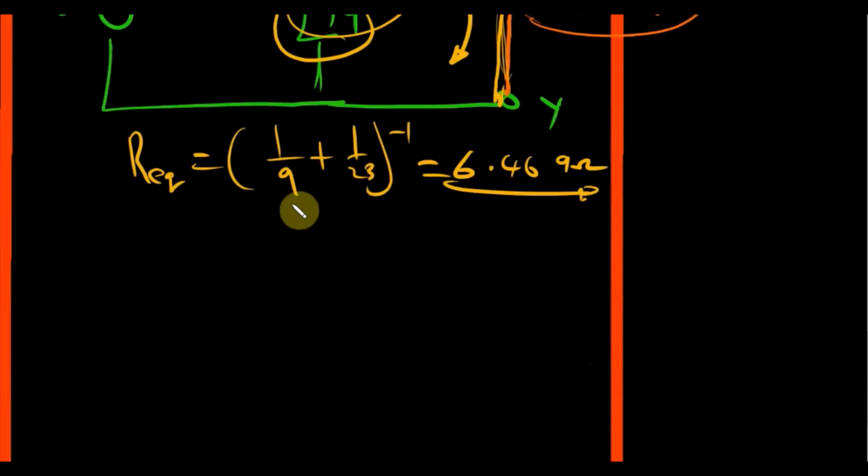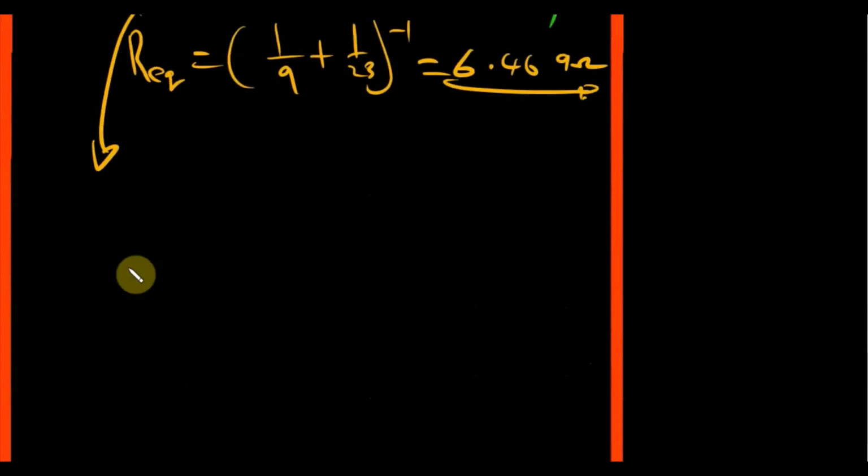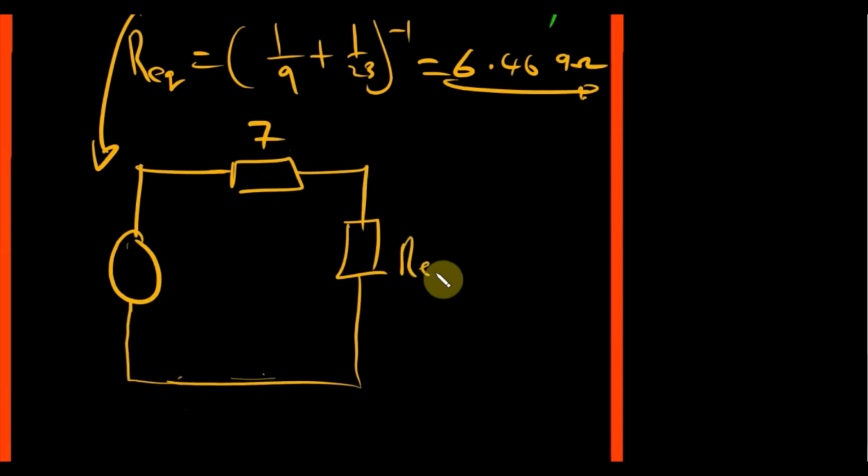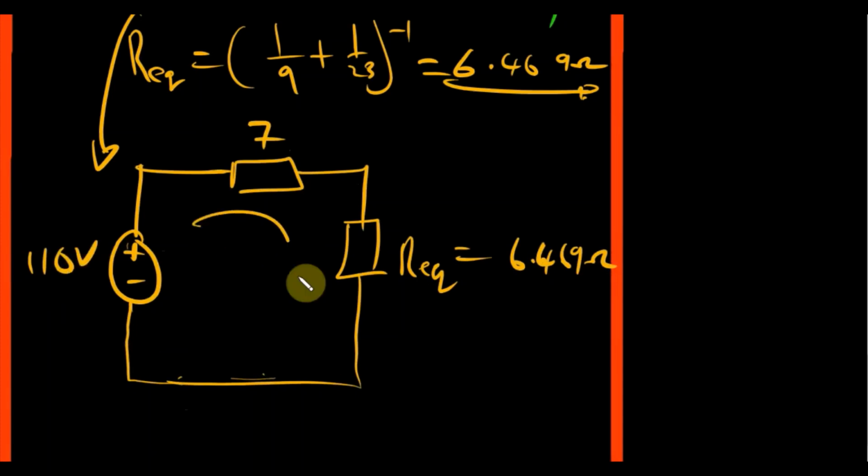So what I'm going to do is redraw the circuit. The circuit would be a voltage source. We haven't done anything to that. Connected to a 7 ohm resistor, we haven't touched that. Then connected to an R equivalent resistor, R equivalent, which is 6.469 ohms, plus minus 110 volts. So what's our current flowing through this resistor?